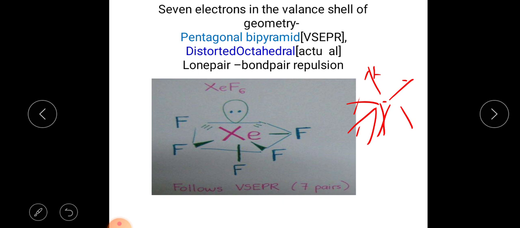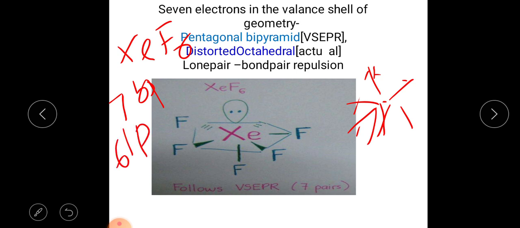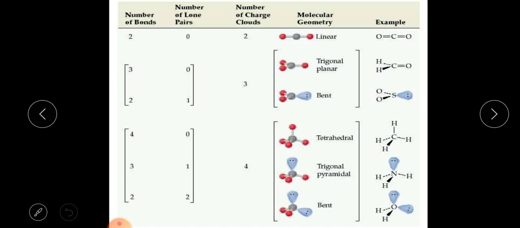But in this case, the example is XeF6, xenon hexafluoride. In xenon hexafluoride, out of the 7 electron pairs you have 6 bond pairs and 1 lone pair, and the resultant geometry is called distorted octahedral. So this is the overall discussion.